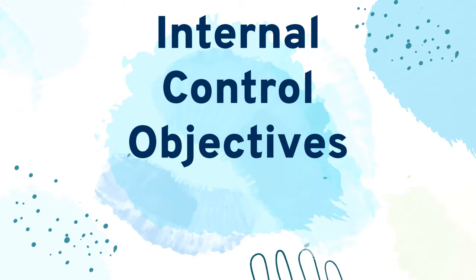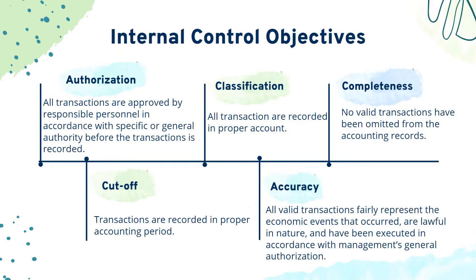Today, I will be explaining about internal control objectives. Firstly is authorization. It means that all transactions are approved by responsible personnel in accordance with specific or general authority before the transaction is recorded. Means that before the transaction is being recorded, the transaction needs to get approval from the authorities to ensure that internal control can run smoothly.